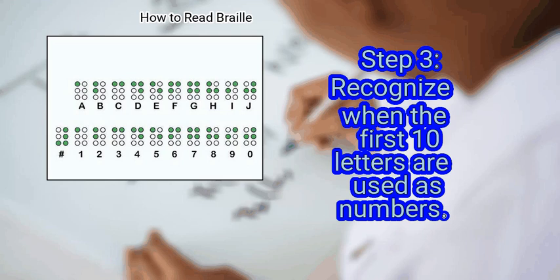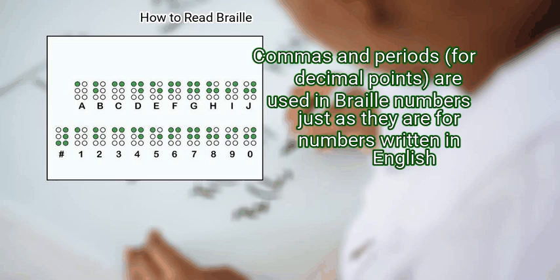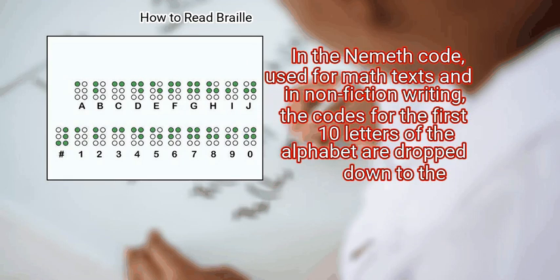Step 3. Recognize when the first 10 letters are used as numbers. Commas and periods, for decimal points, are used in Braille numbers just as they are for numbers written in English. In the Nemeth code, used for math texts and in nonfiction writing, the codes for the first 10 letters of the alphabet are dropped down.